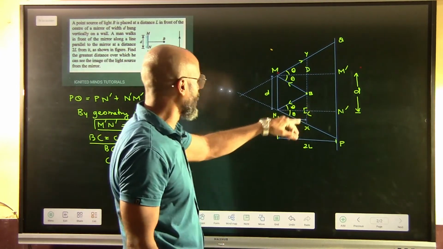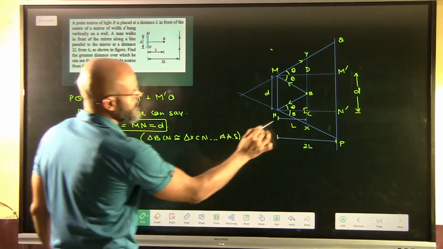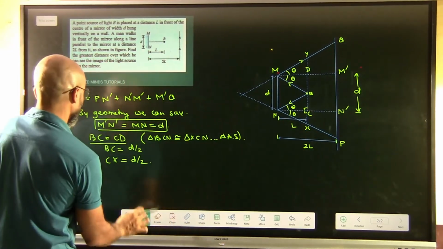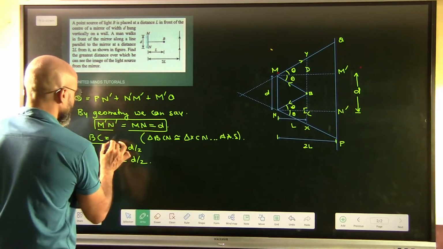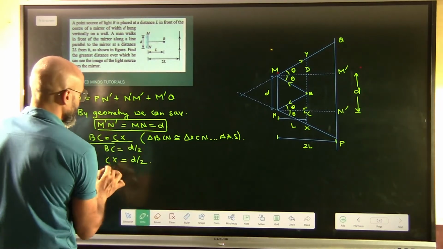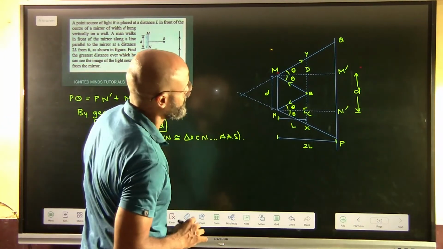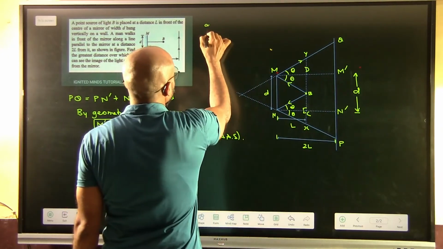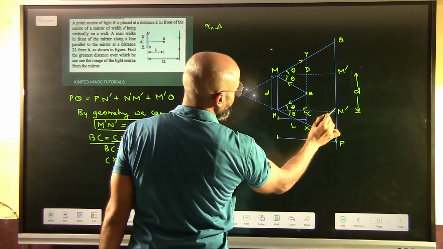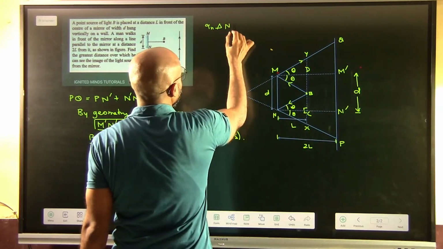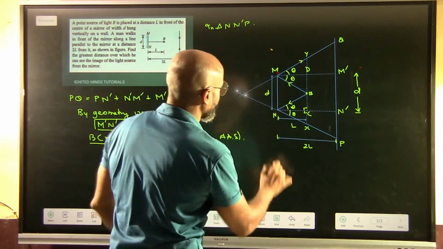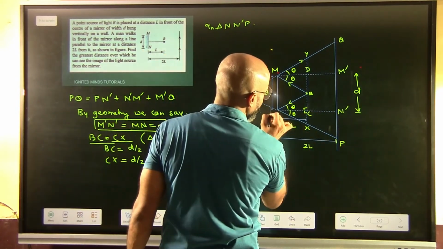Okay, now CX, so obviously BC will be equal to, oh I'm so sorry, this will be BC is equal to CX. I am so sorry people, BC is equal to CX. So BC will be equal to D by 2 and so will be CX. Now let's come to this triangle N dash P. So in triangle N dash P, what do we have here? Let's look at this triangle very carefully.